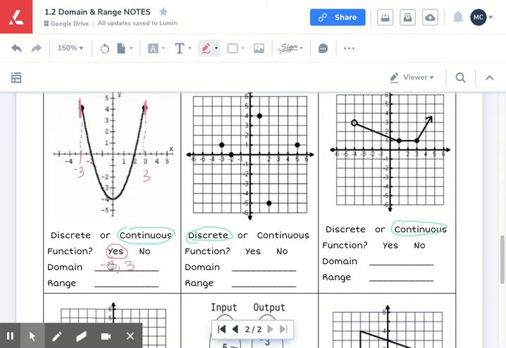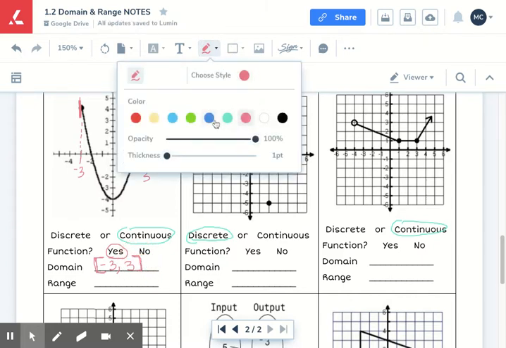Then I do need to decide whether it's brackets or parentheses on the ends. So remember, a closed dot means included, and a bracket also means included. So -3 is included, so it's a bracket. +3 is also included, so a bracket on that side as well.